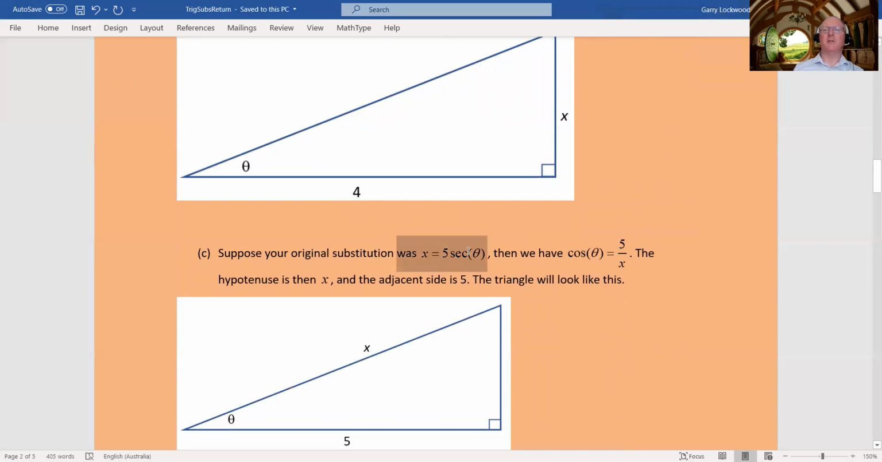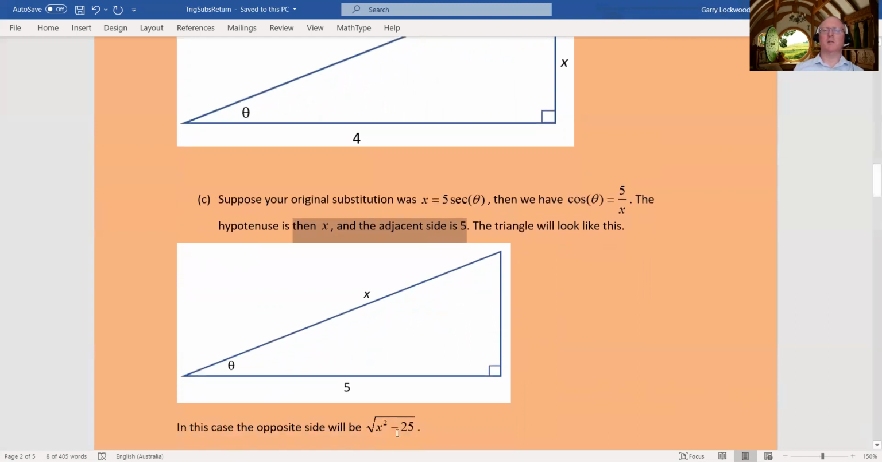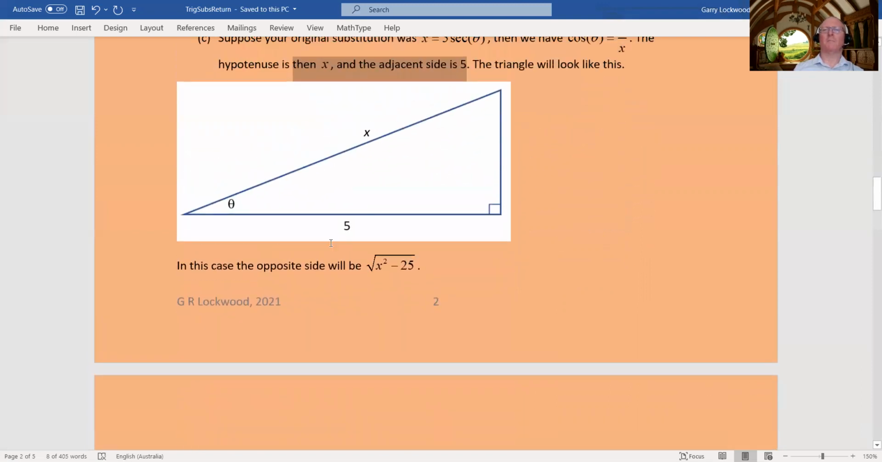What if our original substitution was x equals 5 sec theta? Sec, of course, is 1 over cos. 1 over cos is x over 5, so cos theta must be 5 over x. The hypotenuse is x and the adjacent side is 5. What is the opposite? I'll give you a couple of seconds to quickly think about that. And of course, the opposite side is the square root of x squared minus 25. Okay, so that's how to set up a triangle using your initial substitution as a guide for what the sides are.